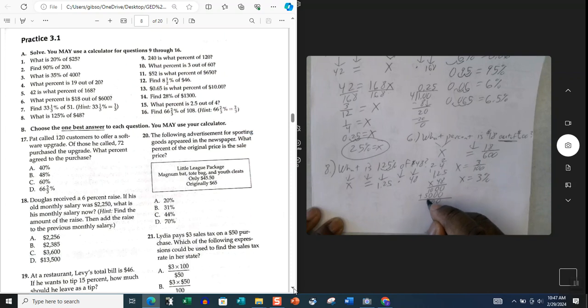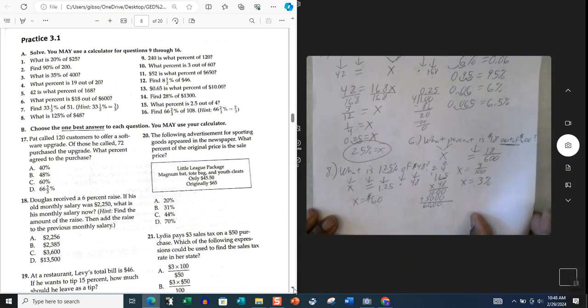So when we add this gives us 6,000. But remember, we have to look at the 2 digits behind the decimal. So we have to add 2 digits behind the decimal here. So x is $60. And that is number 8. Now remember, because it was 125%, that is why your answer is larger than what you started with. Because 125% is more than 100% of that number.